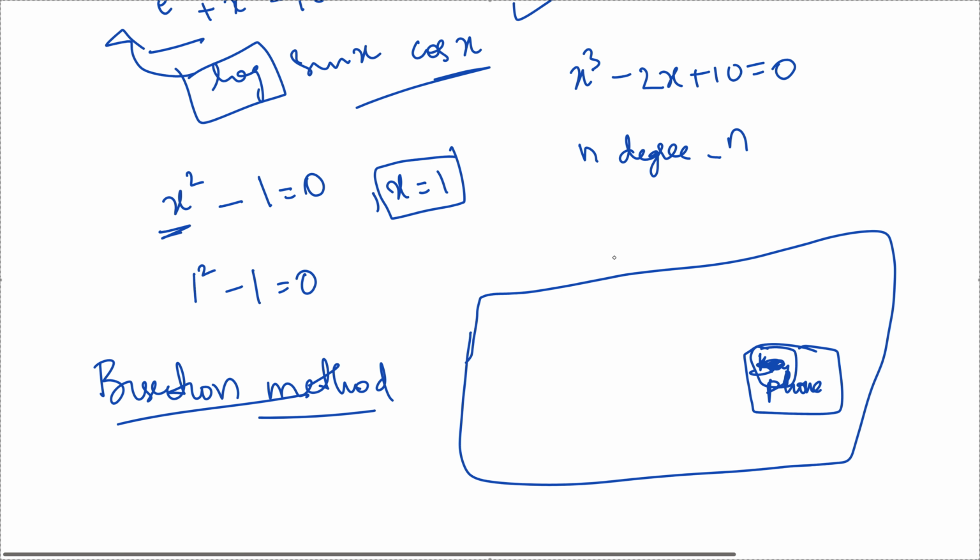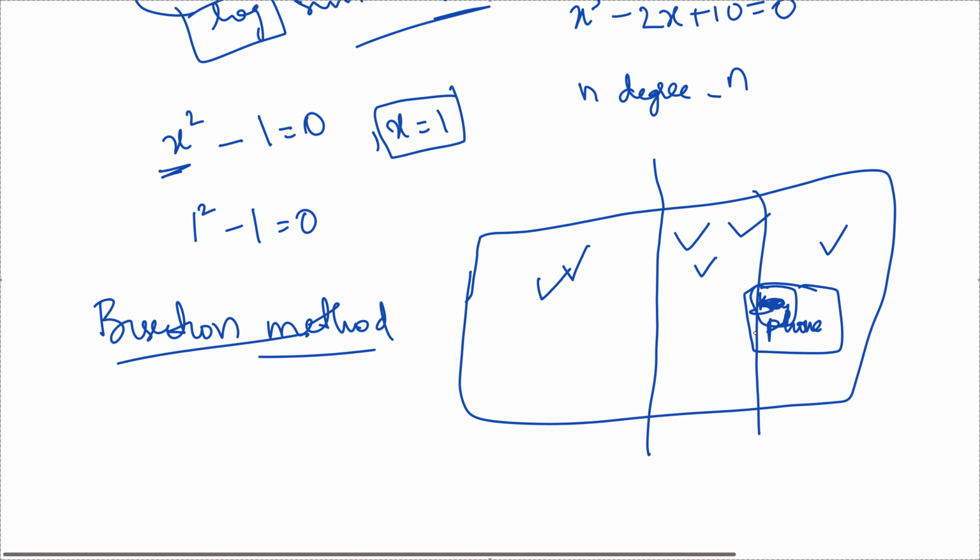Since the room is very big, you'll try to divide the room into two halves, and you'll see if the phone is here or here. You try to hear the sound and see if the sound is coming from this part or this part. So you might get an idea that okay, the sound is coming from this part, so the phone might be in this part. So again we divide into half and see, is it from this part or this part, and so on. So similarly is the way for finding out the roots.